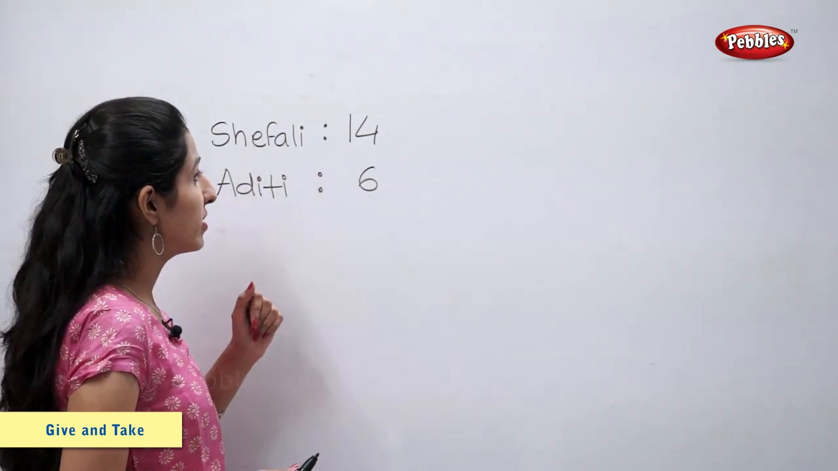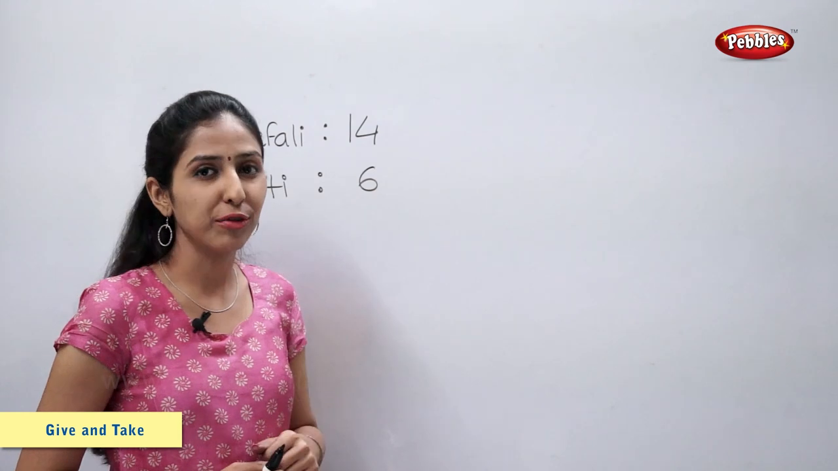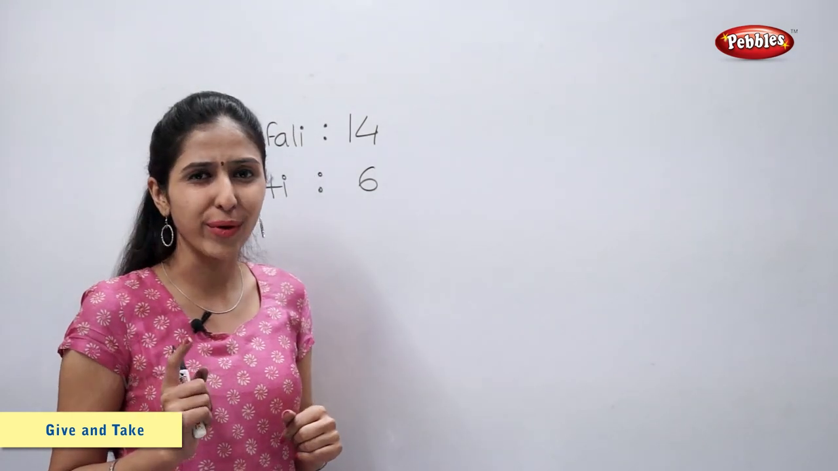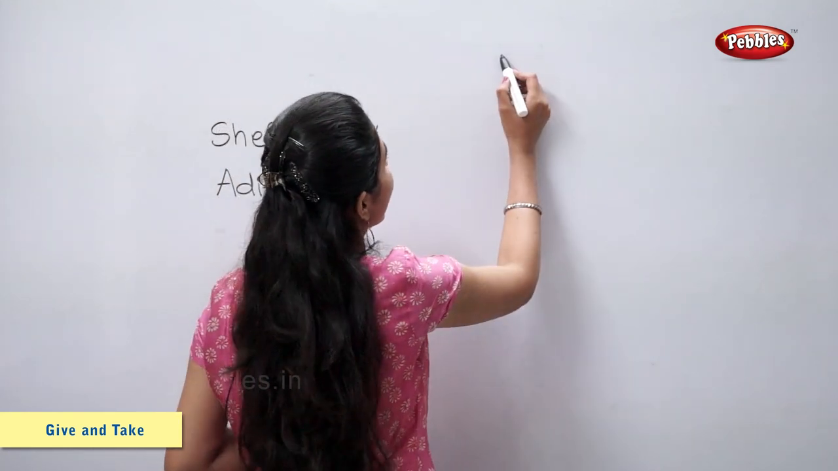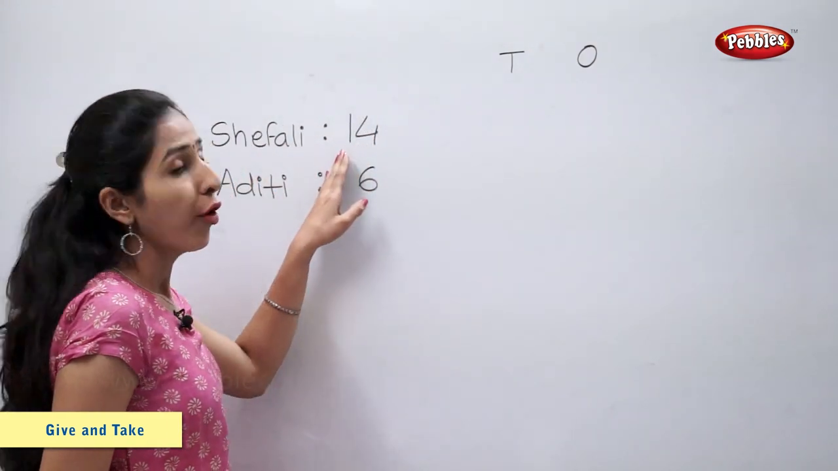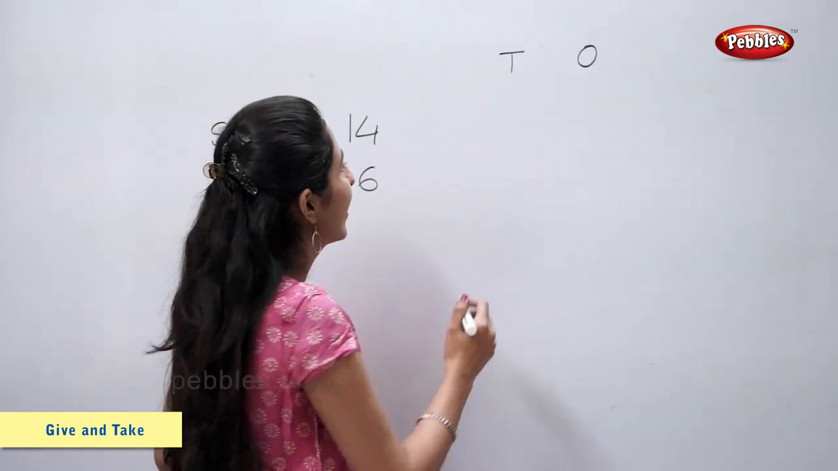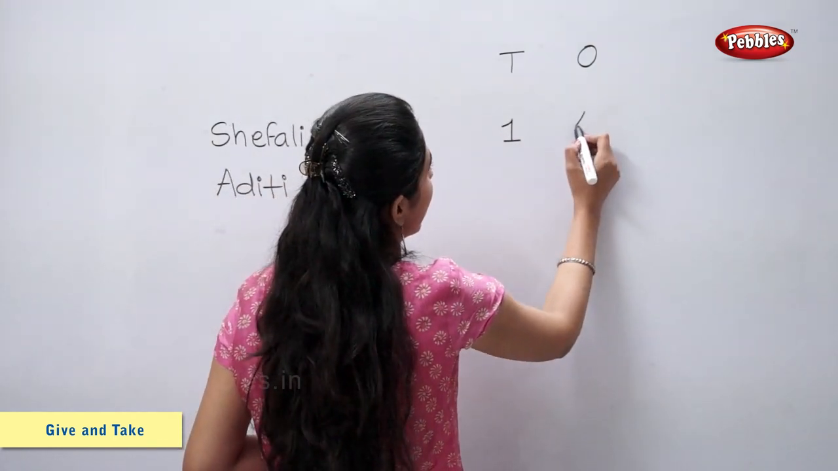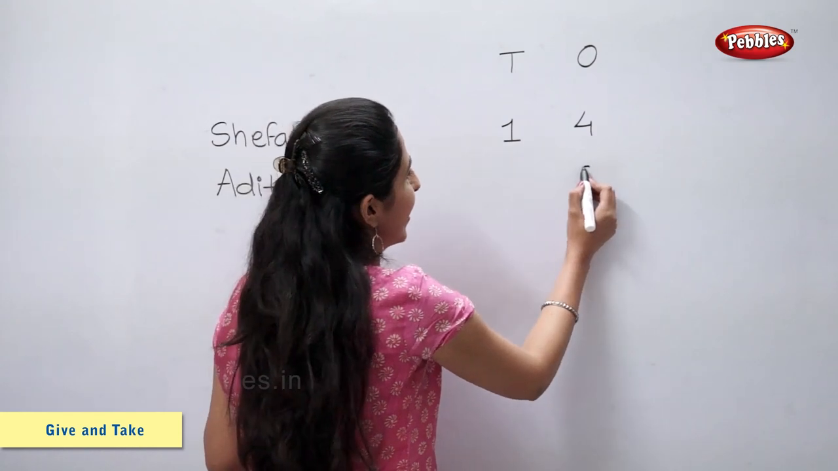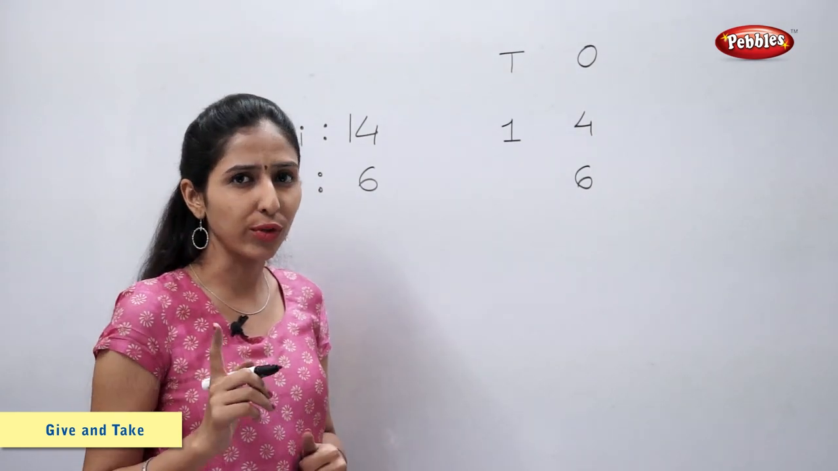Shefali had 14 pearls. She gave 6 pearls to Aditi. Now students, we have to find the number of pearls left with Shefali using tens and ones. So, let's find out. Tens, ones. Shefali had 14 pearls. 14 means 1 tens, 4 ones. 1 tens, 4 ones. She gave 6 pearls to Aditi. Now, we have to find the number of pearls left with Shefali. So, let's subtract.